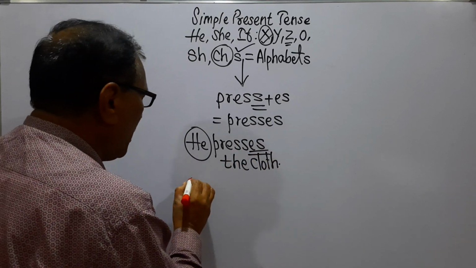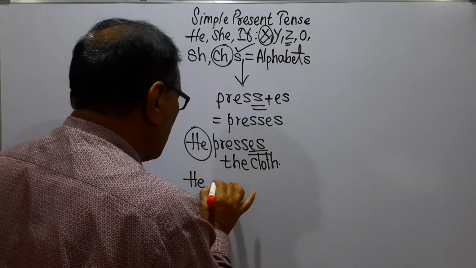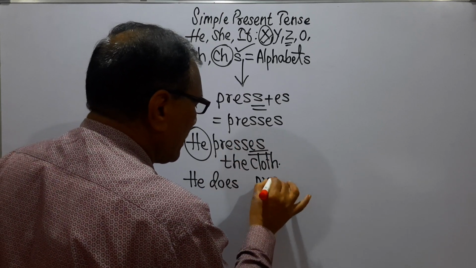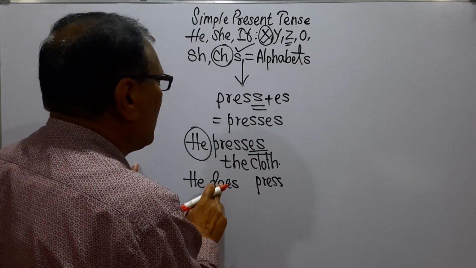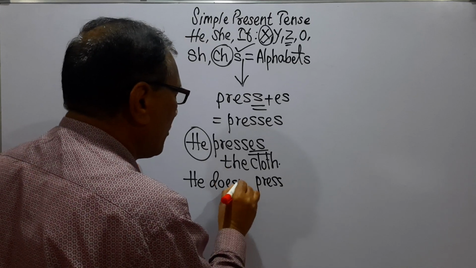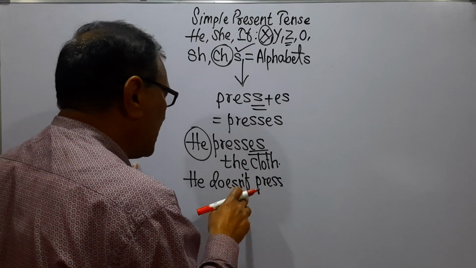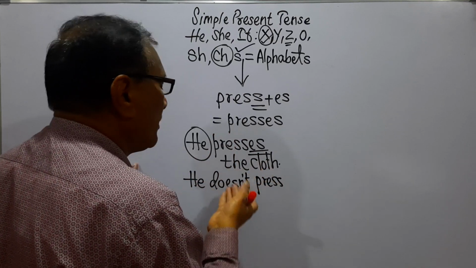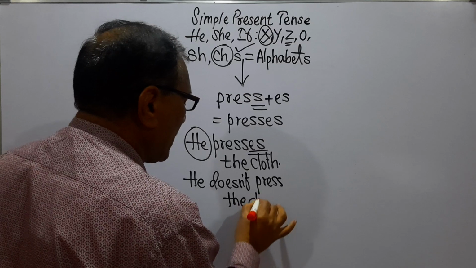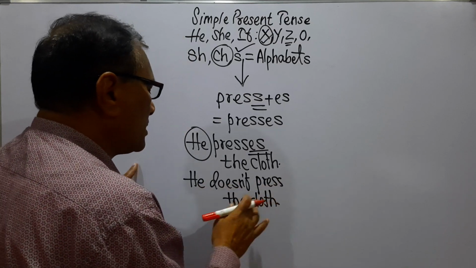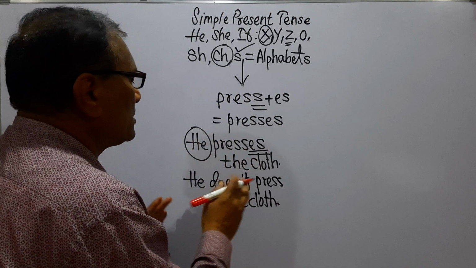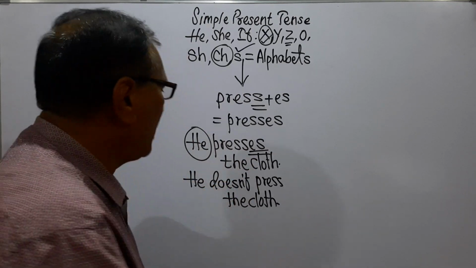And the negative will be: he. ES suffix means does. Then the verb is press. Why? Because ES came here as does, and then the verb is there only press. So I put press here, and then I want to make it negative, so I put not there. So he doesn't press. In this way, the sentence came before us, and then the remaining part is the cloth. So he doesn't press the cloth, means he does not have the habit of pressing the cloth. And he presses the cloth, means he did that action.